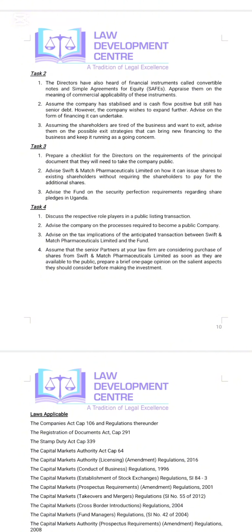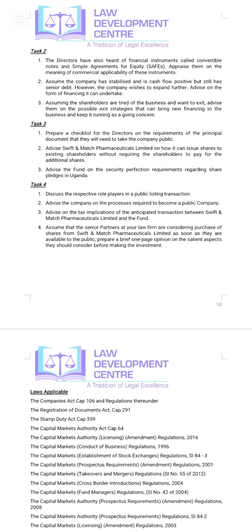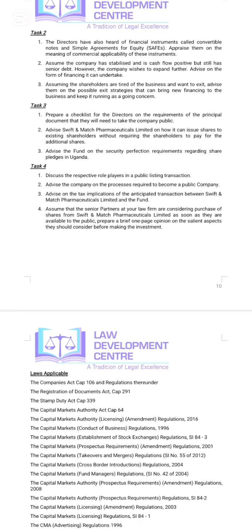So basically here, since it has a debt, they can go for mezzanine, because mezzanine helps pay debt and also gives you equity. Assuming the shareholders are tired of the business and want to exit, advise them on the possible exit strategy that can bring new financing to the business and keep running as a going concern. So basically, the shareholders can take the company public.